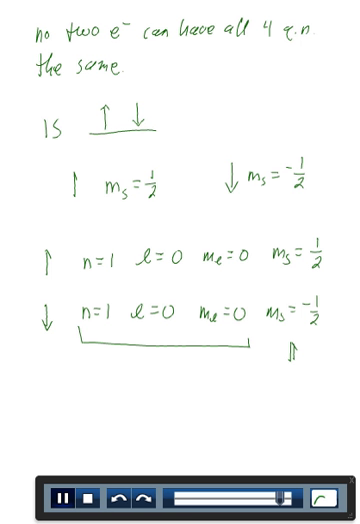That's allowed. However, if I had this, then all 4 quantum numbers would be the same, and this is not allowed, because the m sub s values would both be 1/2.